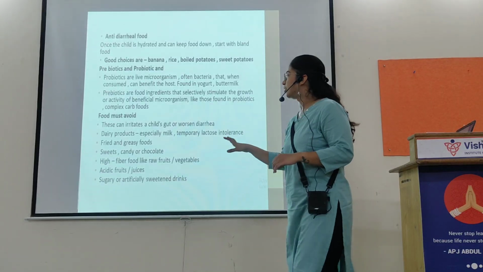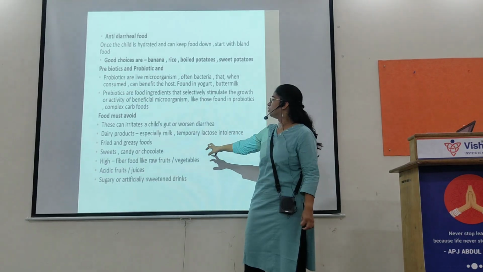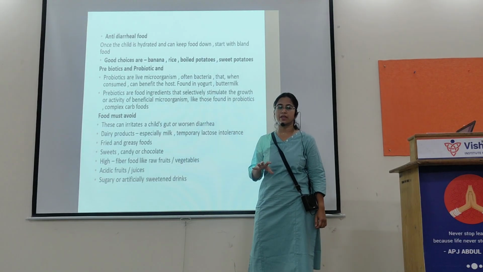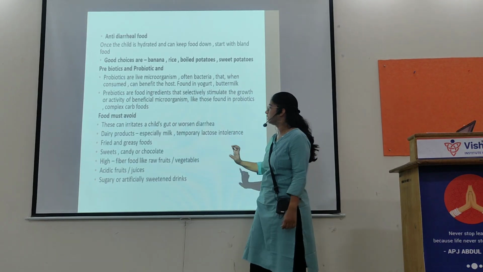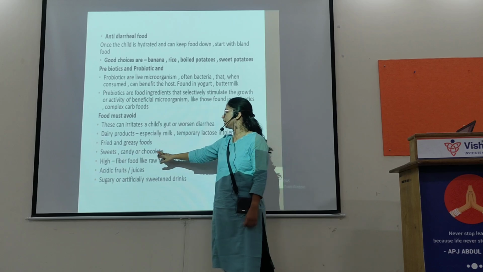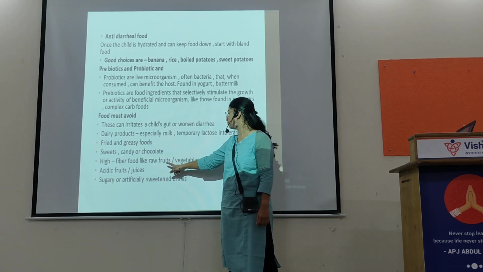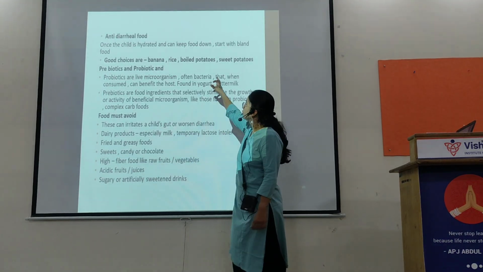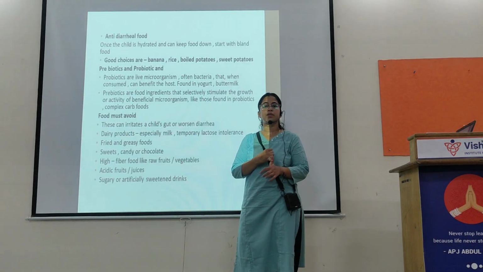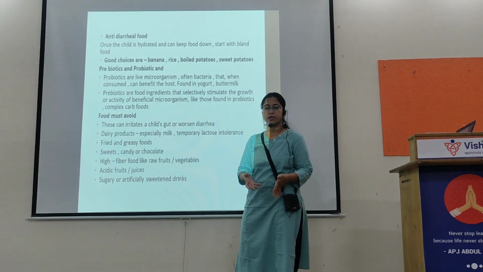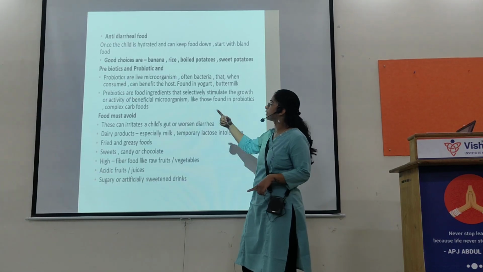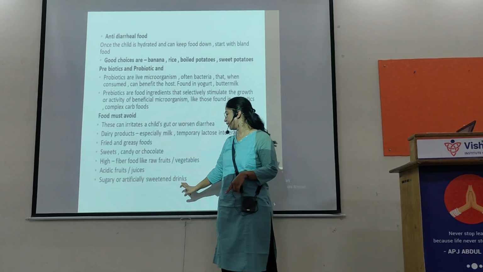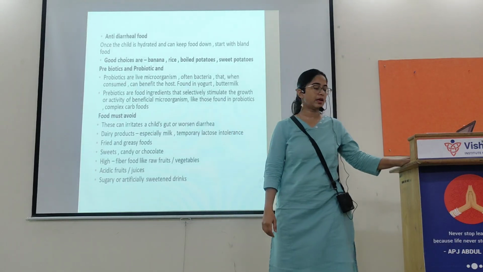Okay, so foods to avoid: dairy products like milk or other milk products like paneer, but yogurt and buttermilk are okay for children. Then fried and greasy food, sweet candy and chocolates, high fiber food like raw fruits and vegetables, though you can give them in steamed form. Banana you can give because it is rich in potassium, so it helps in the recovery of electrolyte imbalance. It is also a complex carbohydrate, so it can be used as a prebiotic. Then acidic fruits and juices, and sugary or artificially sweetened drinks must be avoided.